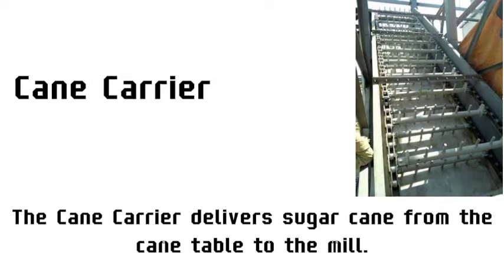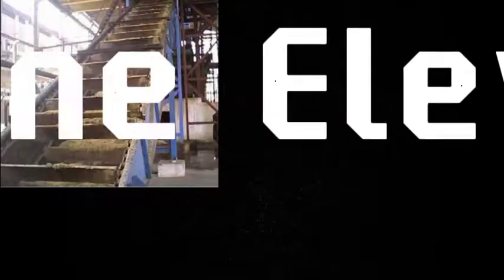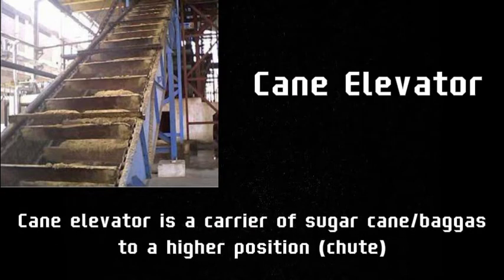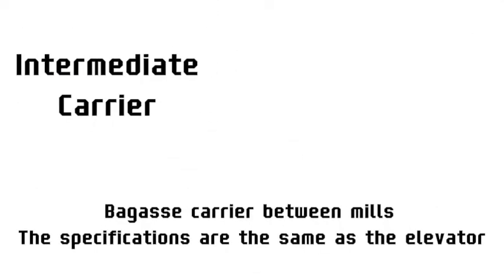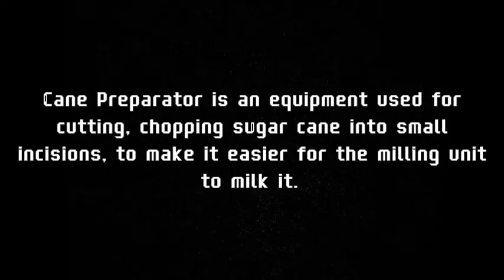4. Cane carrier. The cane carrier delivers sugarcane from the cane table to the mill. Cane elevator. The cane elevator is a carrier of sugarcane or bagasse to a higher position chute. Intermediate carrier. Bagasse carried between mills. The specifications are the same as the elevator. Cane preparator. The cane preparator is equipment used for cutting sugarcane into small incisions to make it easier for the milling unit to extract the juice. The indicator for the success of the preliminary work is the preparation index, PI.